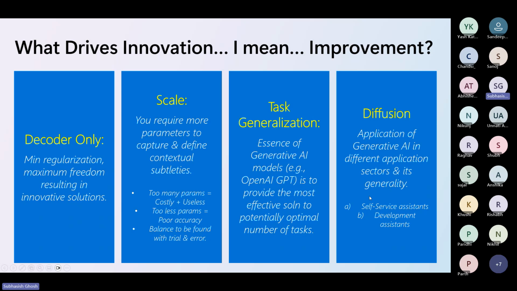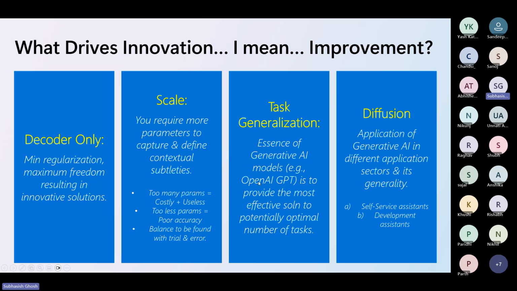Scale, we covered this in the foundation model. If I use too many parameters, it will be costly and useless. If I train an LLM with too few parameters, it will have very poor accuracy and nobody will use it. So the balance is to be found with trial and error. It requires more parameters to capture and define the contextual subtleties, as we will see in the demos.